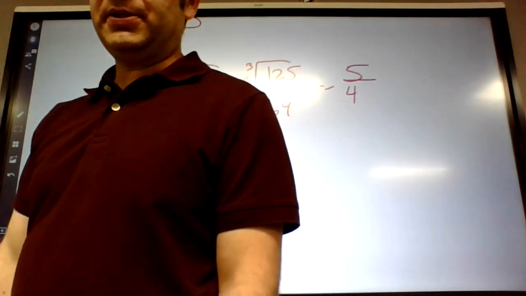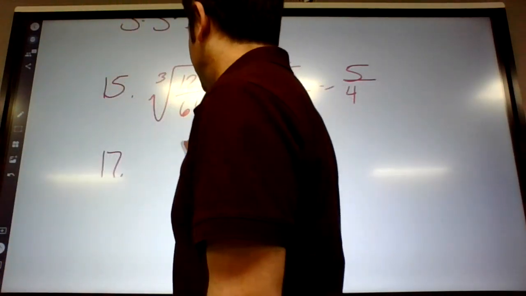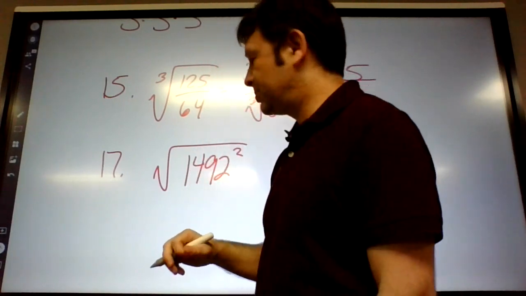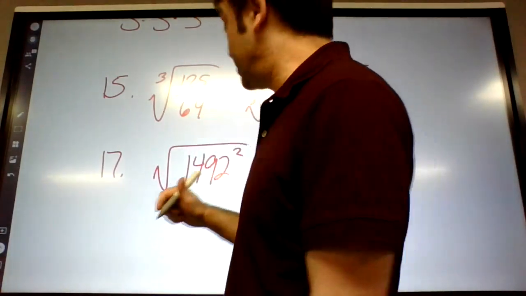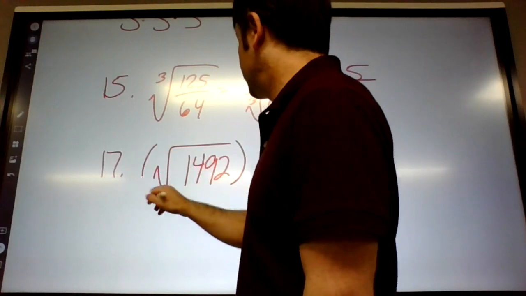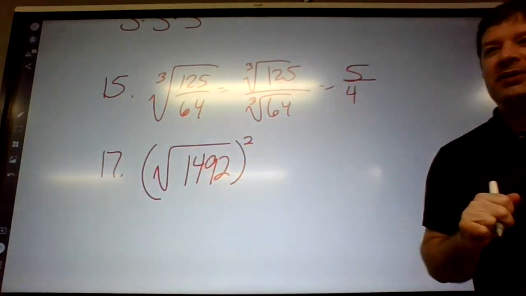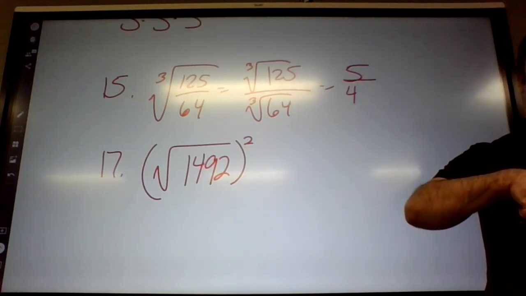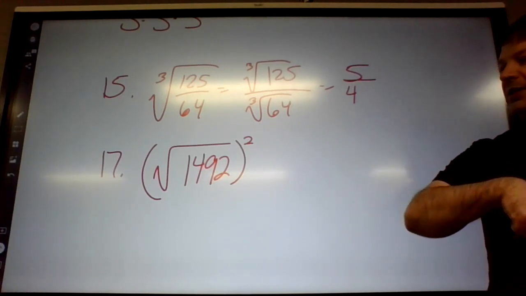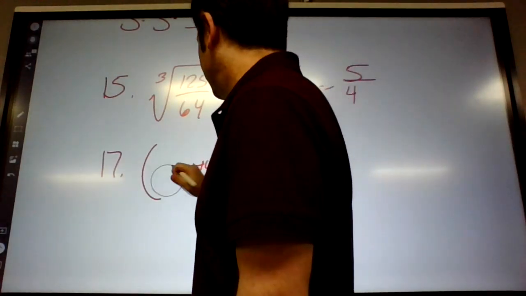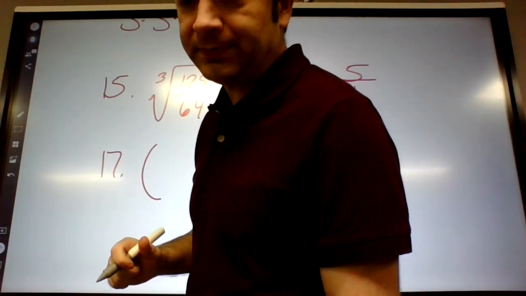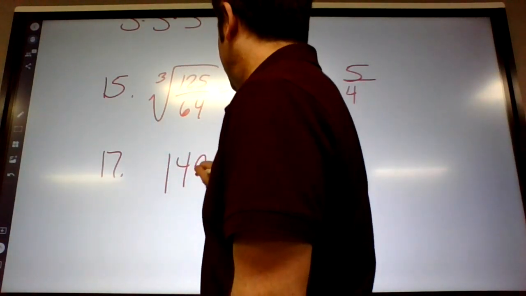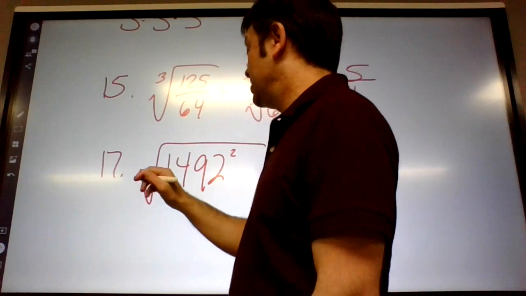All right. This one's interesting. Square root of 1492 squared. When you square something and then take the square root. What am I looking at here? Oh, they're almost the same. Never mind. 1492 squared, square root.